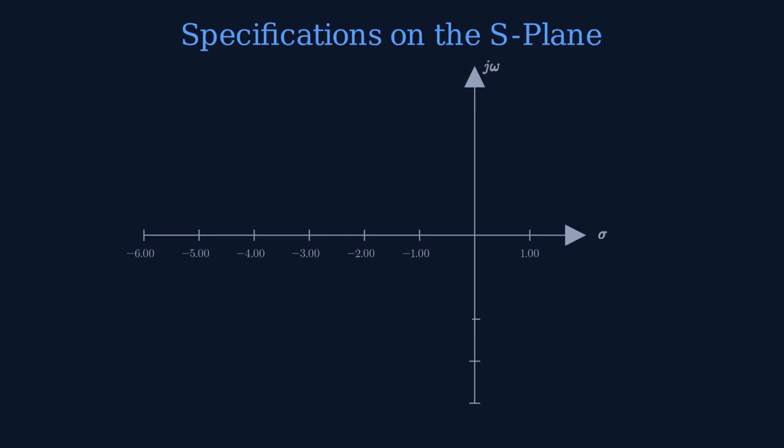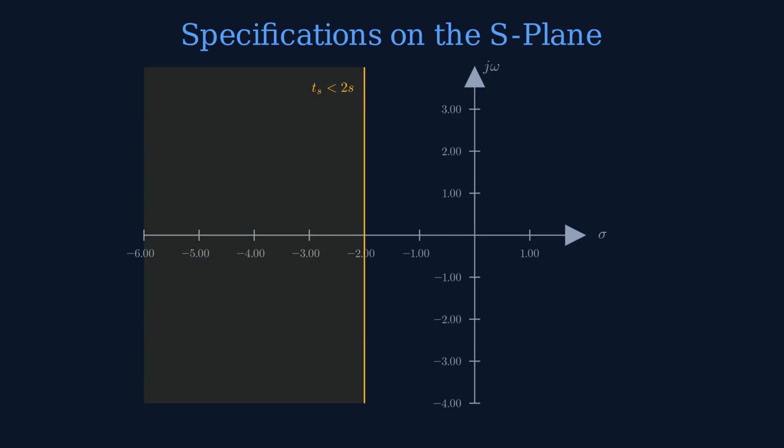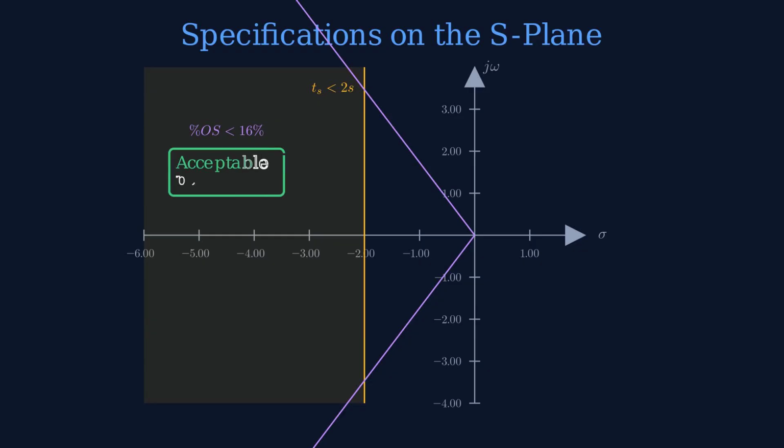We can translate time domain specifications directly onto the S-plane. A settling time requirement defines a vertical boundary. The poles must be far enough to the left. An overshoot requirement defines a wedge-shaped region. The poles must be inside a sector with angle determined by zeta. A rise time requirement pushes poles further from the origin. The intersection of all these regions gives the acceptable pole locations.